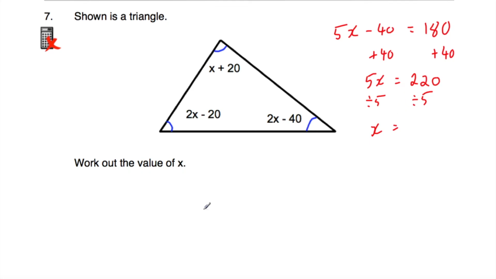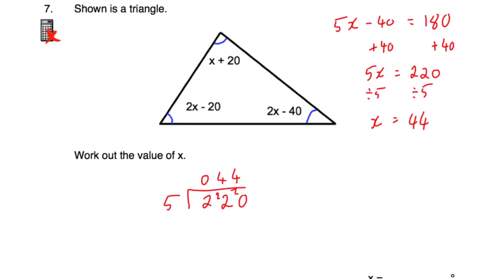And then if we do the bus shelter method, 220 divided by 5. So that bus shelter is not very straight. We're going to do it again. 220 divided by 5. That's a bit better. So how many 5s go into 2? 0 remainder 2. How many 5s go into 22? That's going to be 4 remainder 2. And how many 5s go into 20? That's going to be 4. So that means the x is 44 degrees.